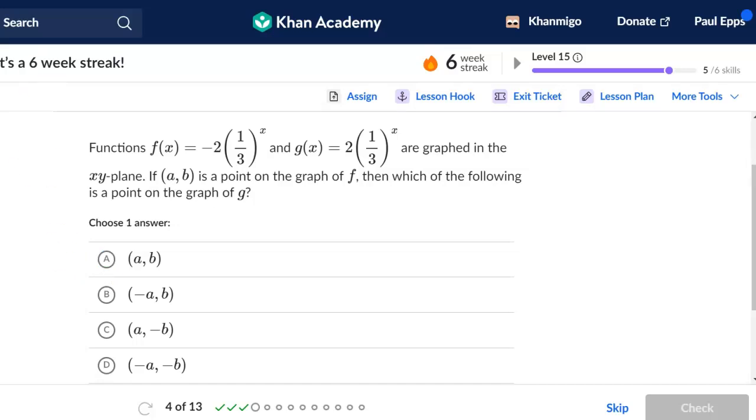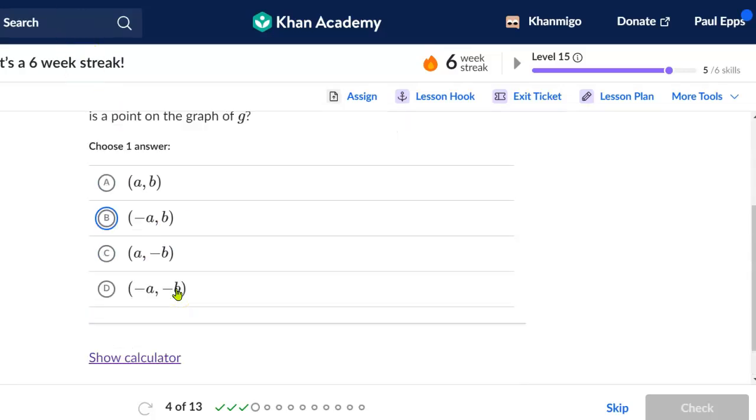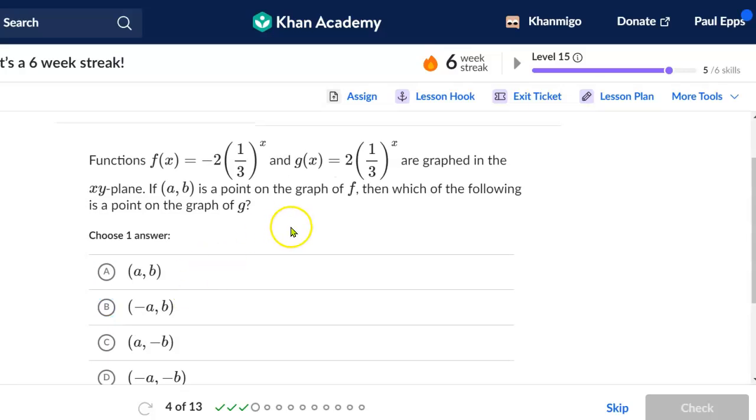Functions f of x equals -2 times 1/3 to the x power, and g of x equals 2 times 1/3 to the x power. These are graphed in the xy plane. Do they give a calculator for this? Yeah, I don't think we need it.